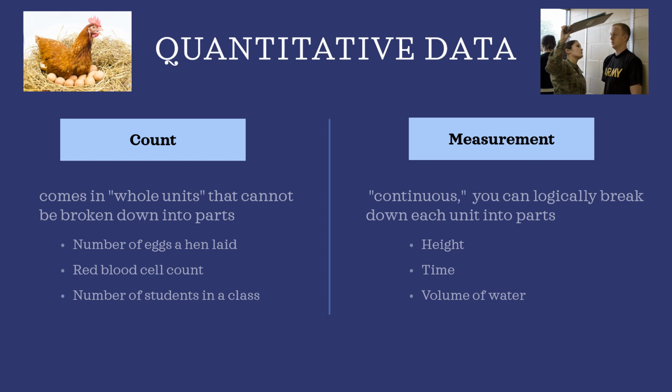Another example of measurement data is volume of water in a recipe. You aren't limited to whole cups. You can break the cups down into a quarter or even an eighth of a cup. So measurement data are continuous and can be broken down into these smaller portions.